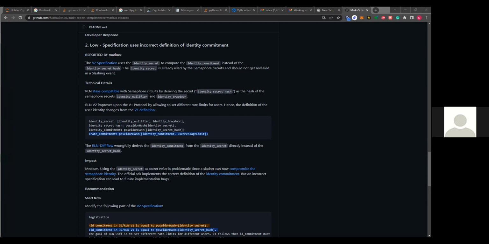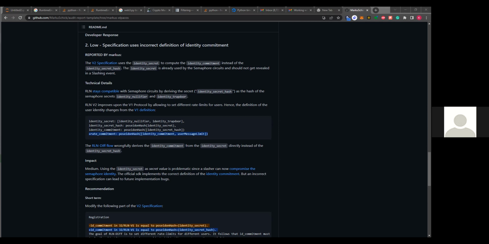So yeah, that's basically the recommendation. I think this might become an issue if you have external contributors who look at your specification to come up with their own SDK, and based on that, they might implement it incorrectly.